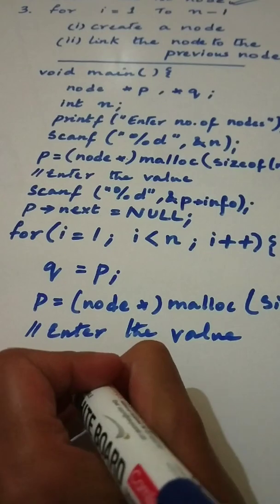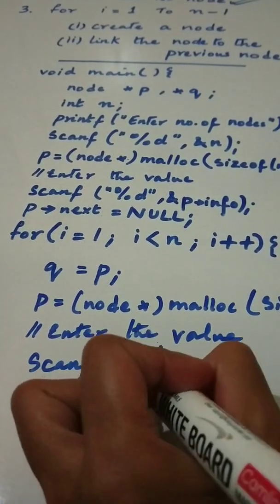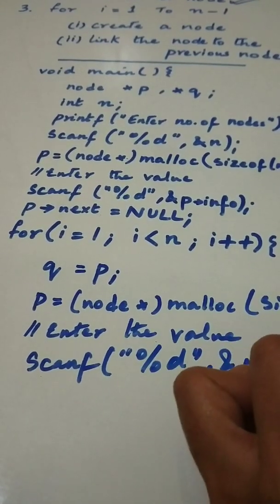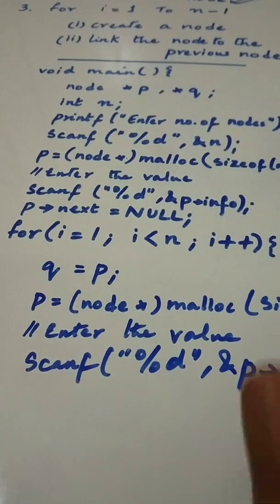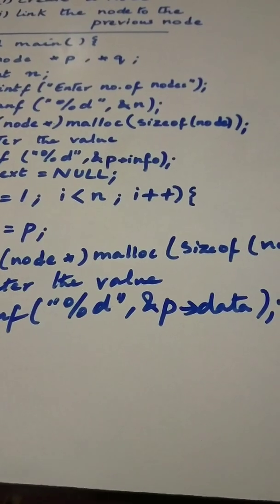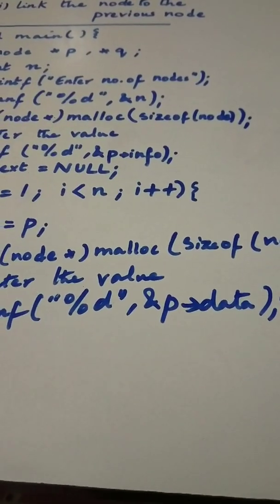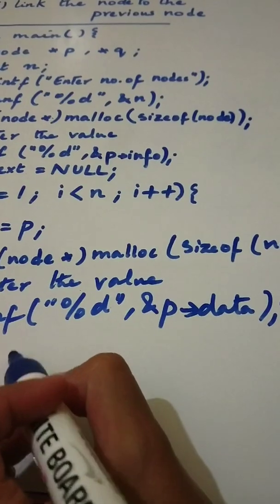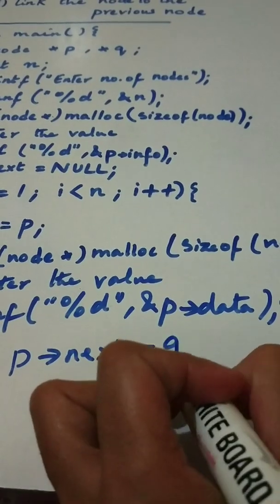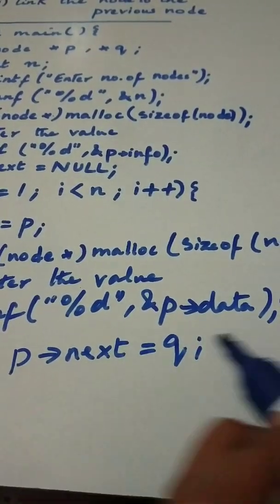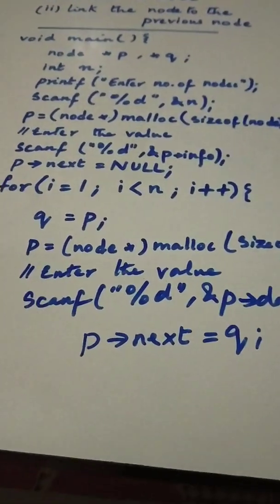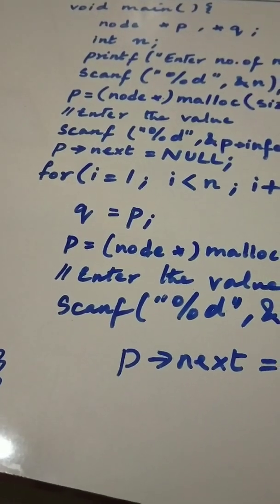Then I scan the input, %d, comma, p data. Same thing, p data. Then what am I going to do after this? After I've done this p data scanf, I'm going to say p next is equal to q. Then close the bracket. P next is equal to q, and I am going to close this at the end.